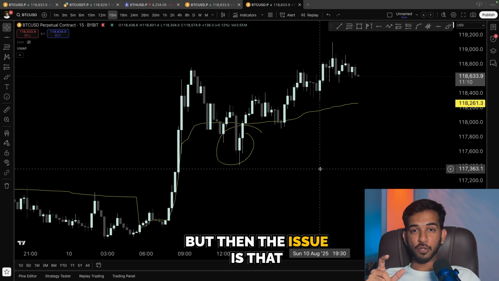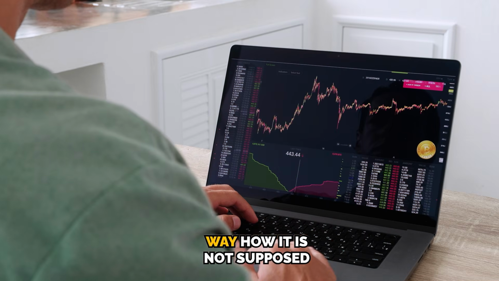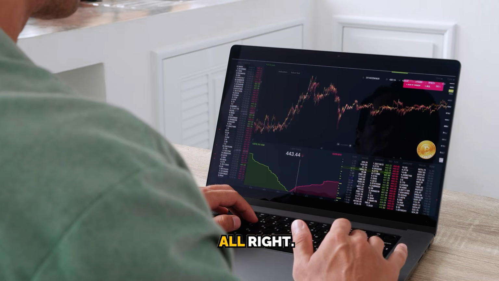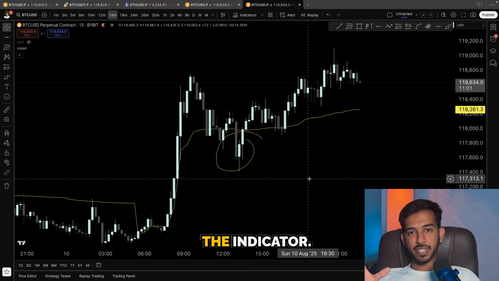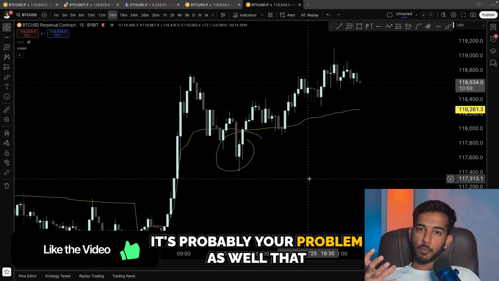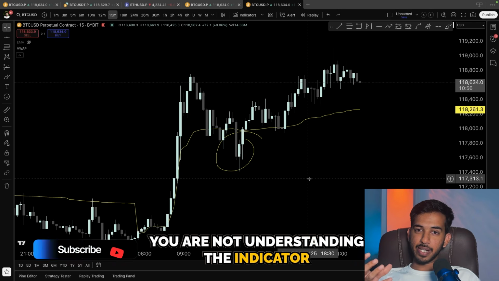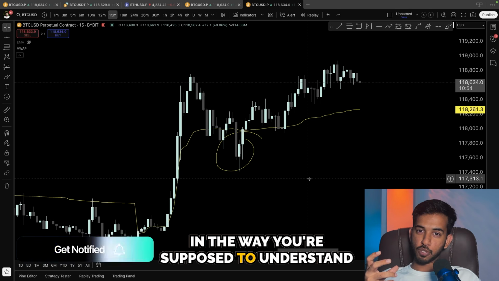But then the issue is that you are using it in a way it is not supposed to be used. All right, so you need to understand that as well. It's not just a problem with the indicator, it's probably your problem as well, that you are not understanding the indicator the way you're supposed to understand it.